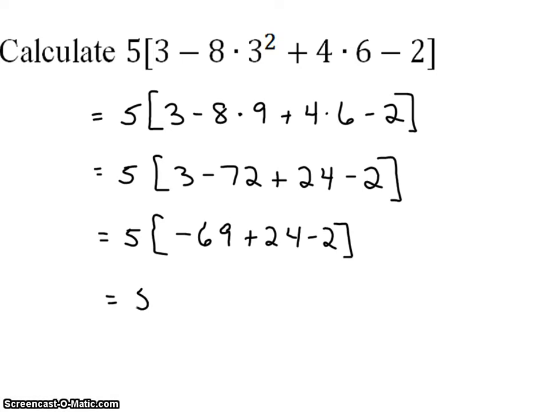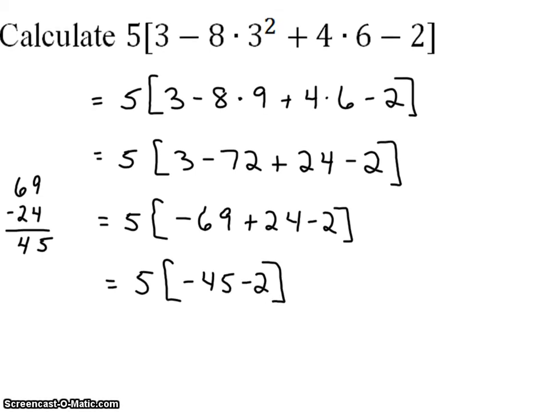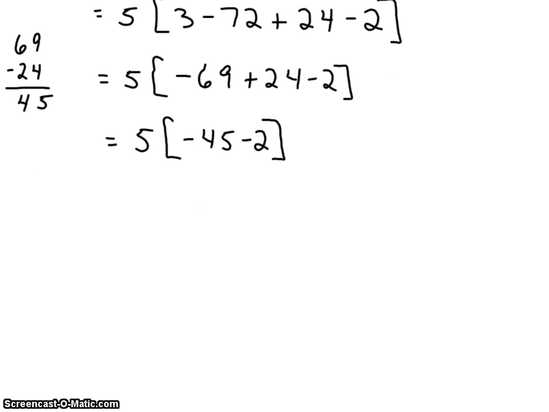Okay, now -69 plus 24. Well, I'm going to do a little work off to the side. I'm adding integers with opposite signs, so I have to subtract their absolute values. All right, so 69 minus 24 is 45, but the negative is more, so it's negative 45 minus 2. Negative 45 minus 2 is negative 47.